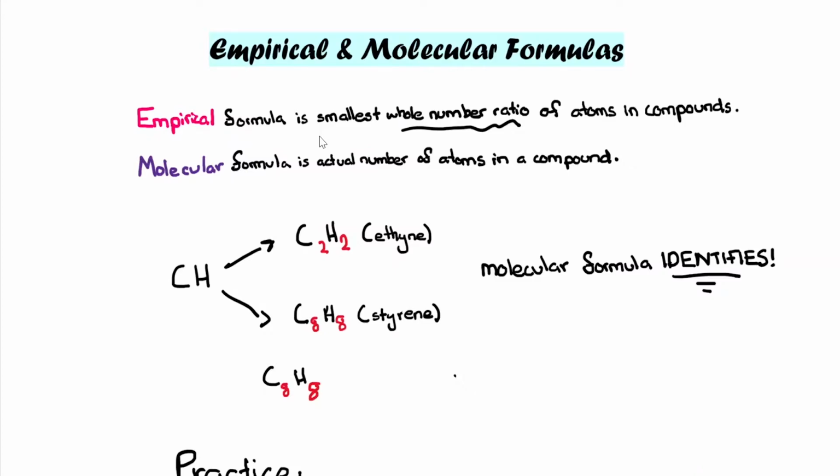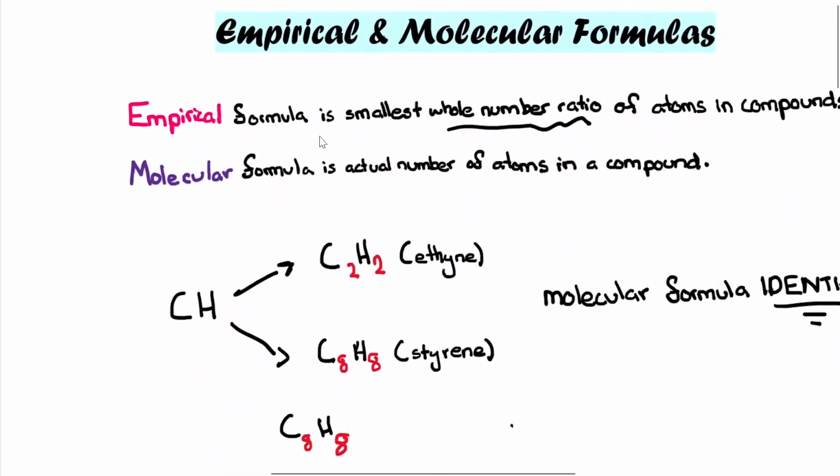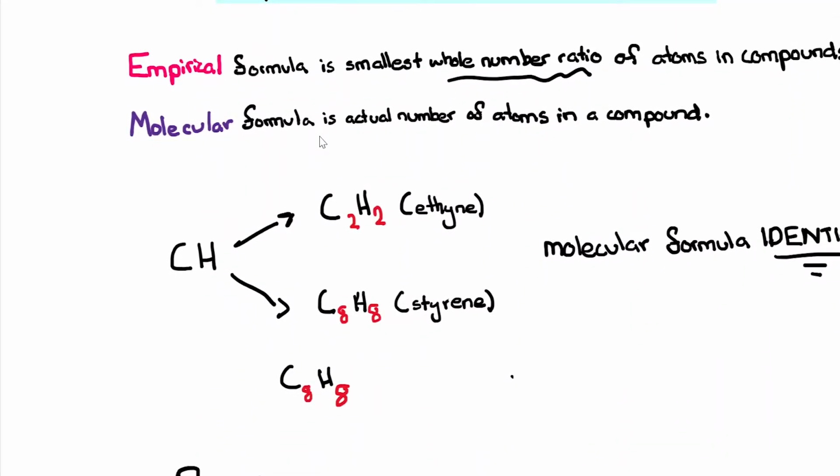On the other hand, the molecular formula is the actual number of atoms in a compound, and this is going to pertain to a specific compound. So, for example, in this instance, CH would be the empirical formula, while the molecular formula, the actual number of atoms in a compound, are going to be these two. This empirical formula can have multiple molecular formulas, one being ethyne, C2H2, which is used in fruit preservation. And then you can also have styrene, C8H8, which is used for the polymerization to make styrofoam, right?